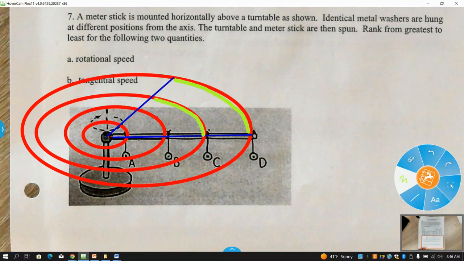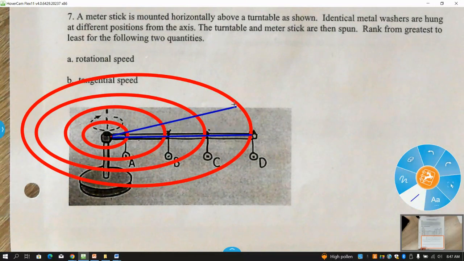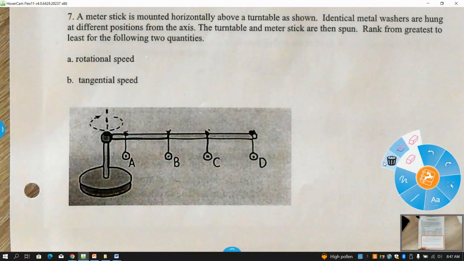Then C, then B, then A. So when they want you to rank them from greatest to least tangential velocity, it should be D, C, B, A. But about the same rotational speed, they're going to make the same amount of laps around. So they all make the same amount of rotations, therefore have the same rotational speed. So you just write same for all of them.